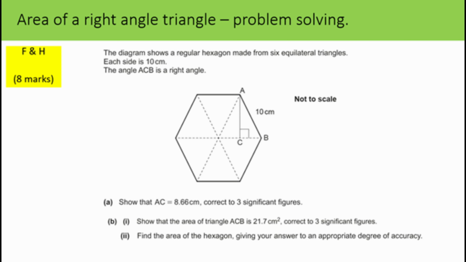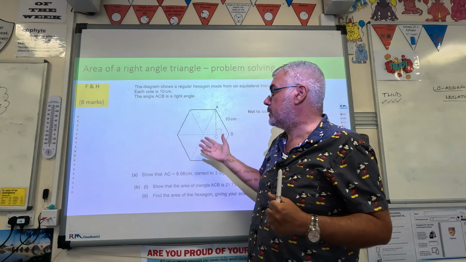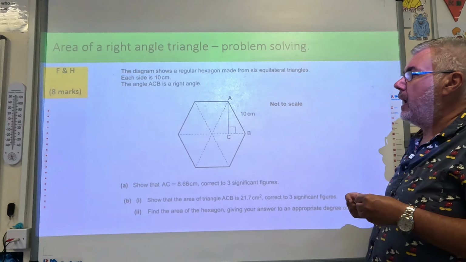Here's today's question. When you're ready, pause the video and give it a go. Tough question today, but it's still a foundation and higher. This will be towards the end of a foundation paper. Let's see what it says.